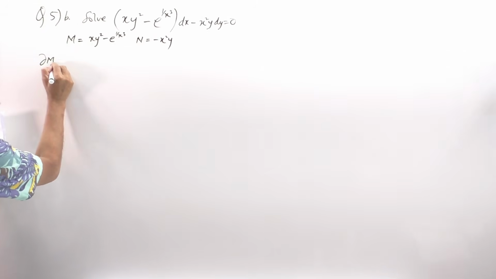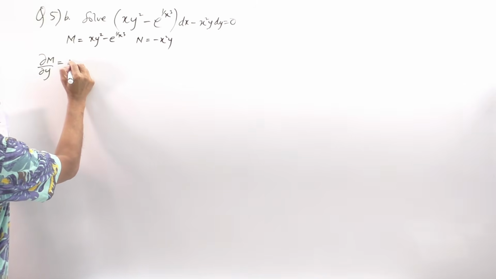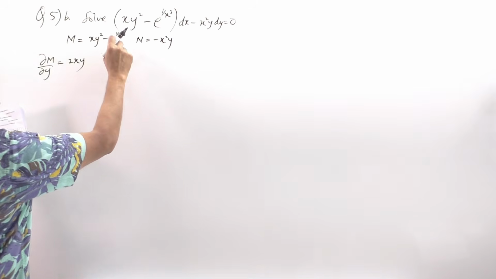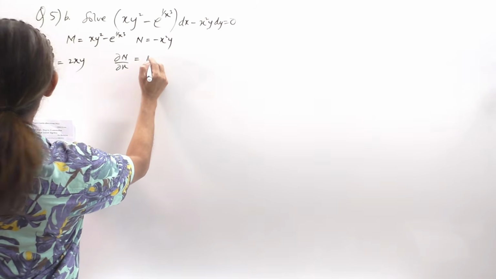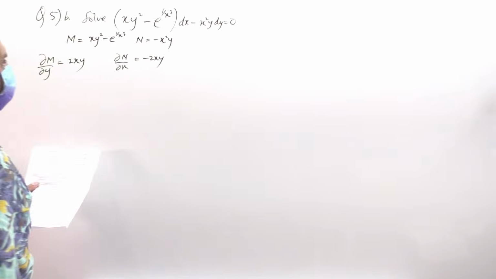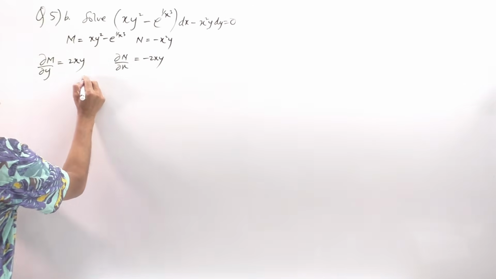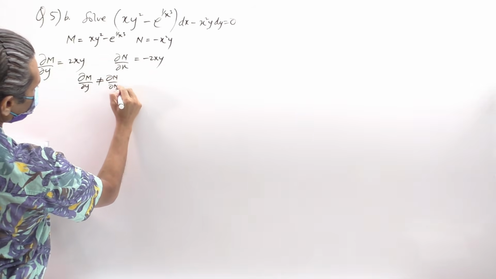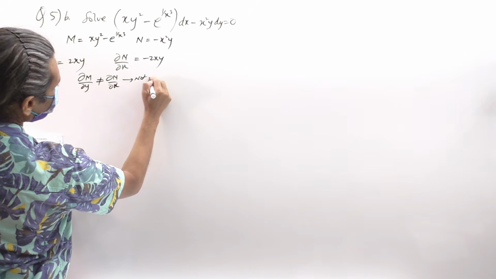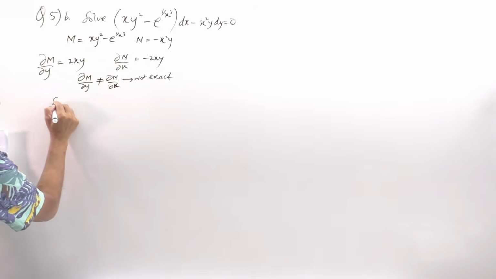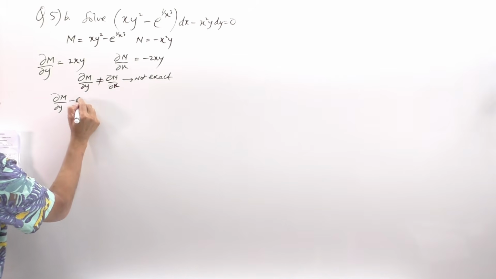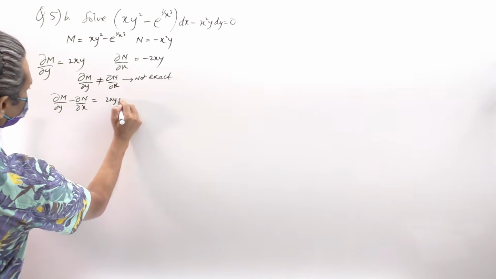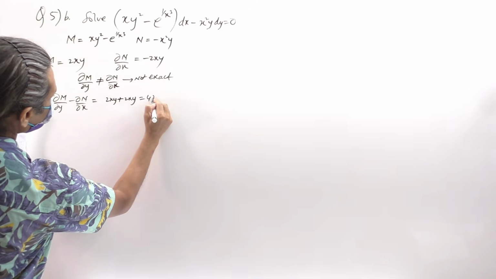So ∂M/∂y will be equal to x as it is, differential of y² is 2y. Similarly, ∂N/∂x, because e raised to, there is only x terms, so that is 0. ∂N/∂x will be equal to minus 2xy, because y as it is, differential of x² is minus 2x. So if you see here, ∂M/∂y is not equal to ∂N/∂x. That means it is not exact. So when it is not exact, we find the difference ∂M/∂y minus ∂N/∂x and check if it is close to M or N. So this will be 2xy plus 2xy, which is equal to 4xy.